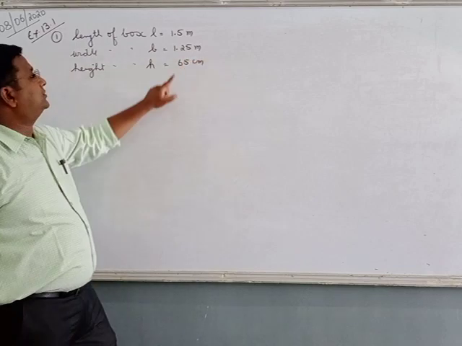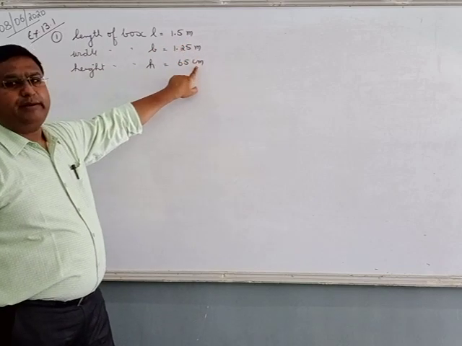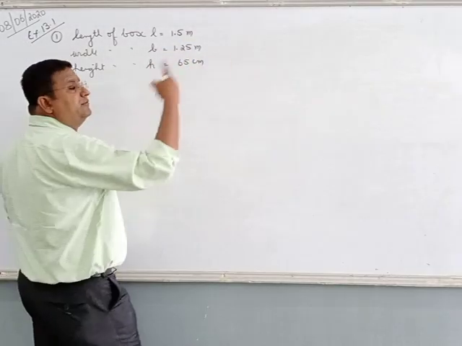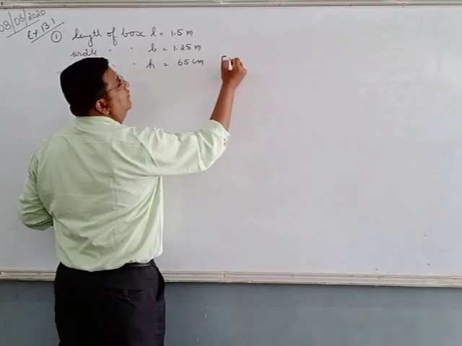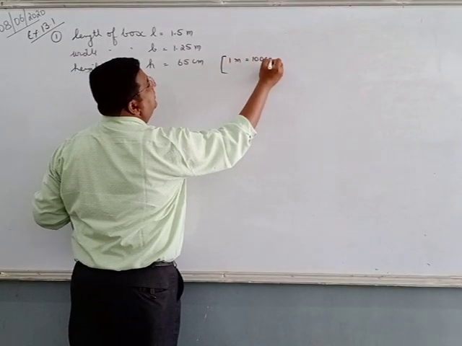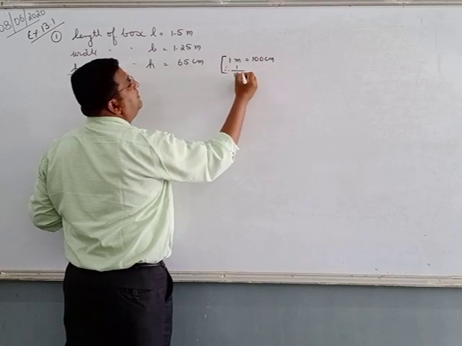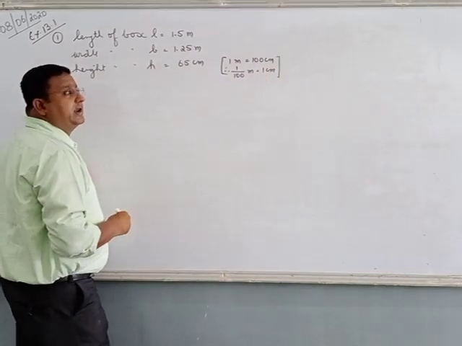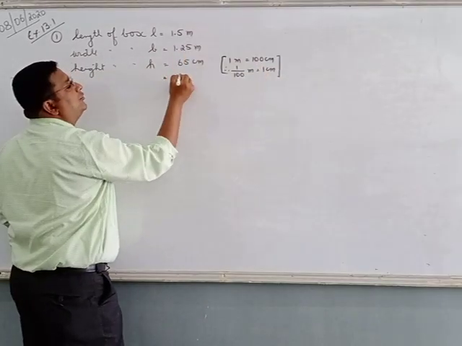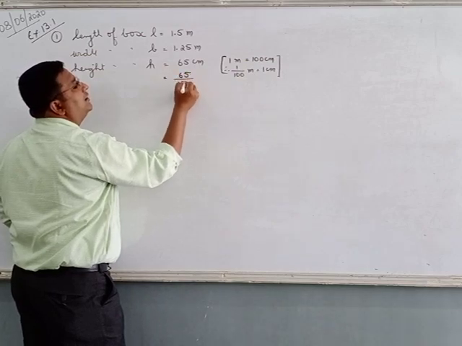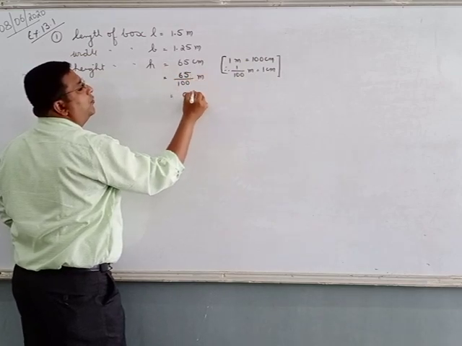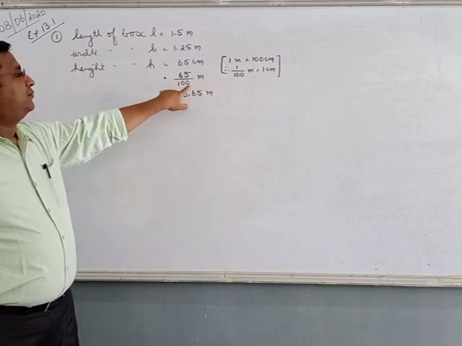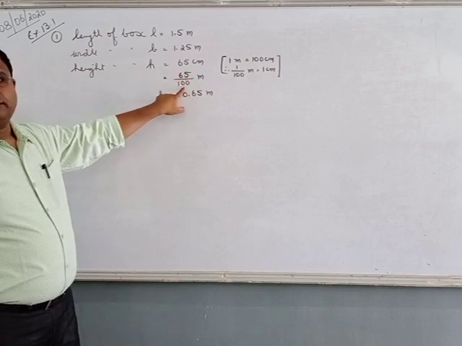The first and foremost thing: this is meter, and this is centimeter. You will convert this into the same units. 65 centimeter will be converted into meter. We know 1 meter is equal to 100 centimeter. So therefore 1 upon 100 meter is equal to 1 centimeter. This is taught to you in your conversion classes. 65 centimeter needs to be converted into meter. That will be 65 upon 100 meter, so that is 0.65 meter, the height. I hope everyone knows this. We move the decimal 2 places, since there are 2 zeros.